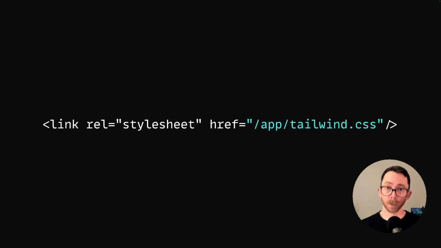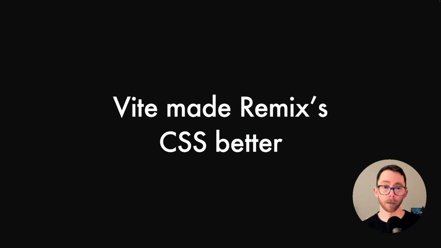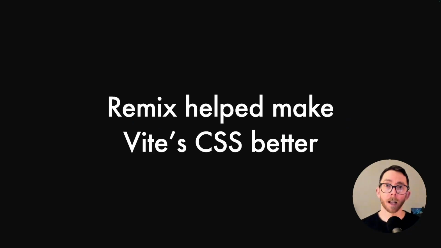So in development, what you're going to see is a link to a real CSS file as it exists on disk in your source directory, but in production, you're going to get those fingerprinted assets with content hashes in the file names as you would expect. So here what we found is that Vite has made Remix's CSS better, but thanks to the URL query string parameter that you can pass to your CSS imports, I think we've helped go the other way as well. And Remix has actually helped to make Vite's CSS better too.